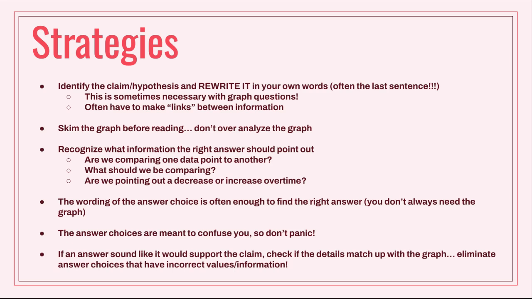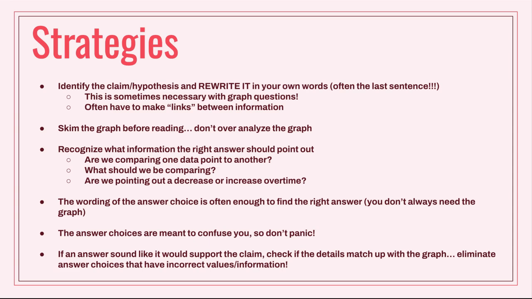And then once we have that idea, it's a lot easier to go back to the graph and eliminate answer choices, because some answer choices, even if they do have the right values and right names for stuff, might not be directly proving the claim. They're not comparing the right things. They're not pointing out the right information. So sometimes the wording of the answer choices is enough to find the right answer. But again, you still will rely on the graph a little bit.